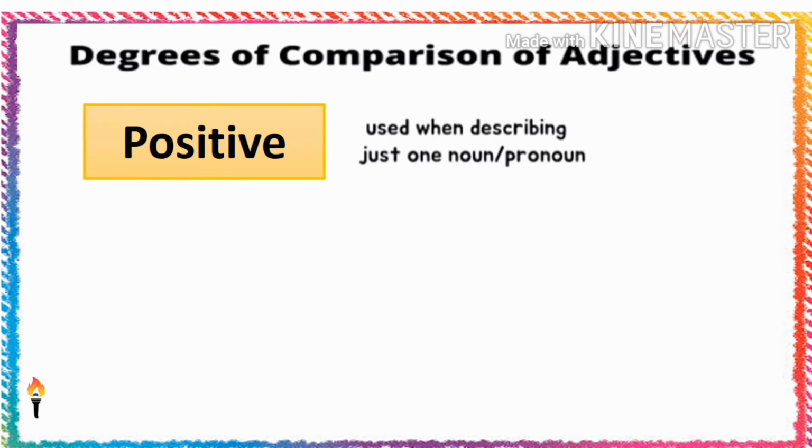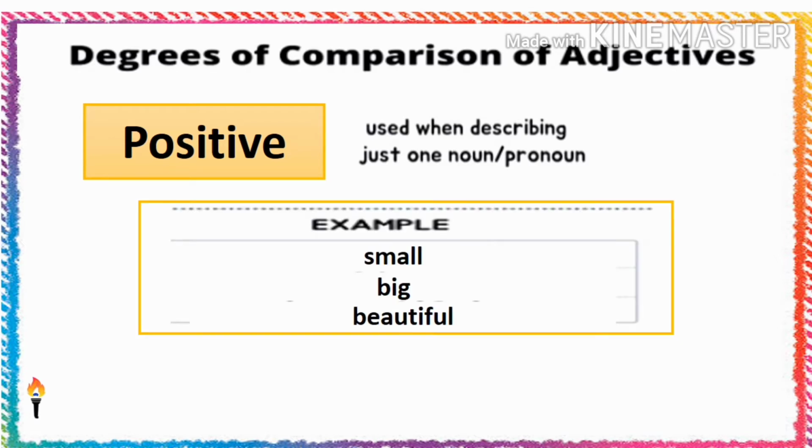It is used when describing just one noun or pronoun. Nothing or no one is being compared. You just describe the noun or pronoun. Example, we have the word small, big, beautiful. This book is small. What is the noun in there? The noun is the book. What word is used to describe the book? The word small. Very good. Small is an adjective describing the noun book. Small is an adjective in the positive degree because it is describing just one noun.